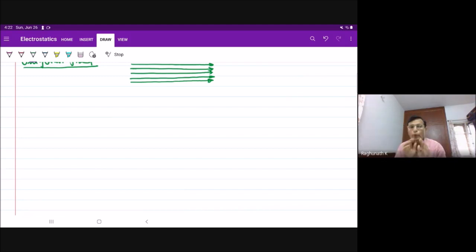Yesterday, I spoke about the flux created by a charge. Any charged object charged with q coulombs creates q coulombs of flux.